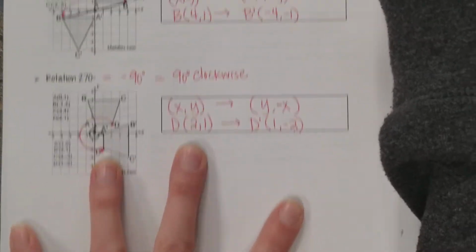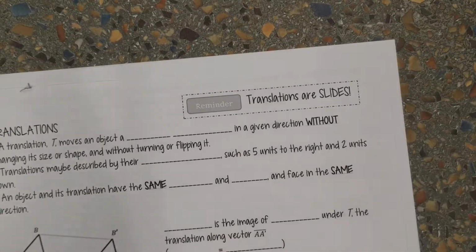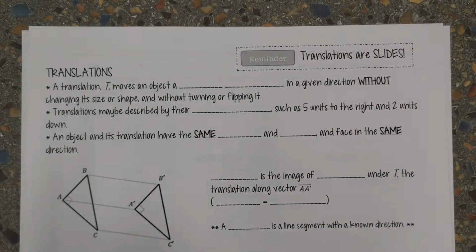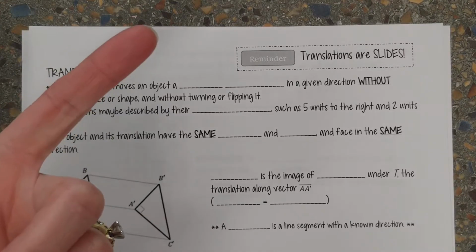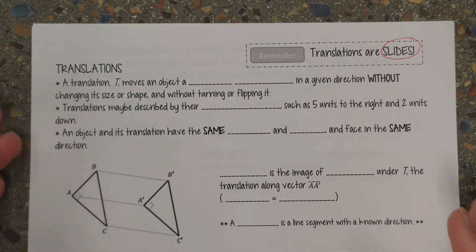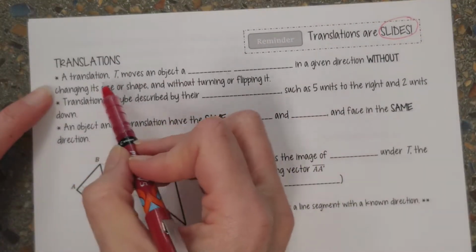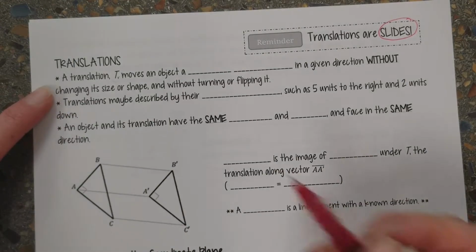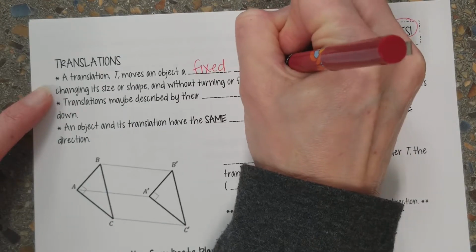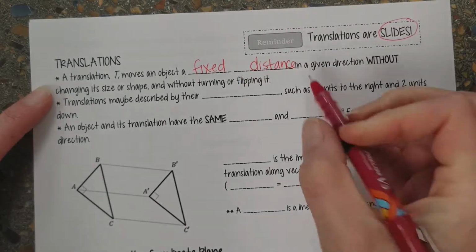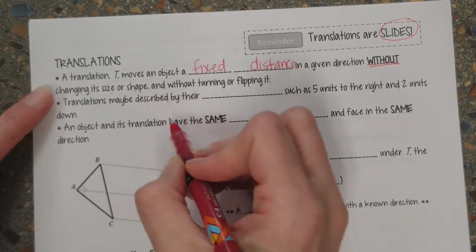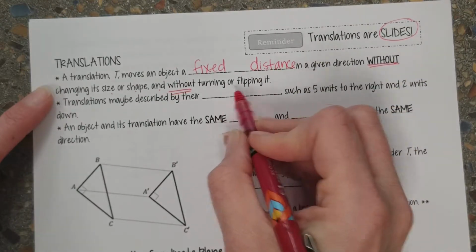Okay, all right, that's rotation. We'll do some practice here in just a second after we get through translation. On to translation. Okay, so reflections were flips, rotations were turns, translations are slides. We're just going to slide this image across the screen or across our coordinate plane. So translation, which we note with a capital T, moves an object a fixed distance in a given direction without changing its size or shape and without turning it or flipping it.